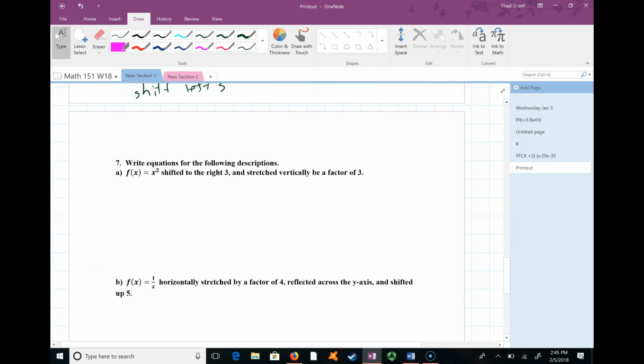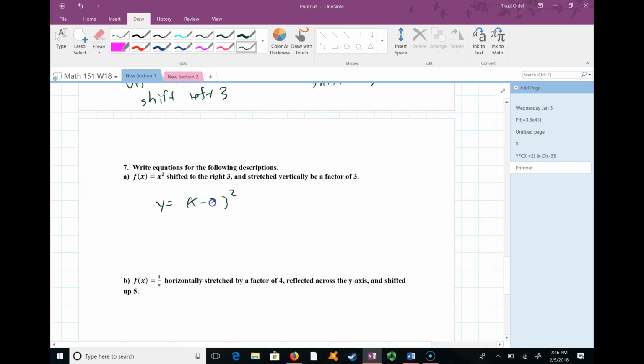Write equation with the following descriptions. So this starts out with y equals x squared, so I'm going to go y equals something squared, shifted to the right 3, and stretched vertically by a factor 3. So that means I'm going to do an x minus 3 in here, and a times 3 out there. Notice you got to include the square because that tells me that it's the right parent function.